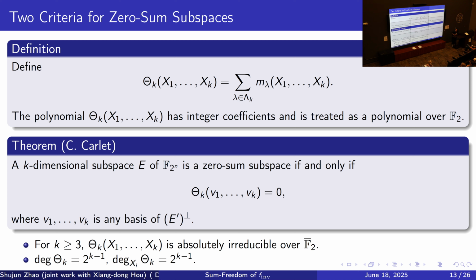And we know that for k greater or equal to 3, theta k is also absolutely irreducible over the algebraic closure of F2. The degree of theta k is 2 to the k minus 1, and the degree in xk of theta k is 2 to the k minus 1. So the degree of theta k here is smaller than fk, making it more powerful when we use the Lang-Weil bound to determine all the roots of it.